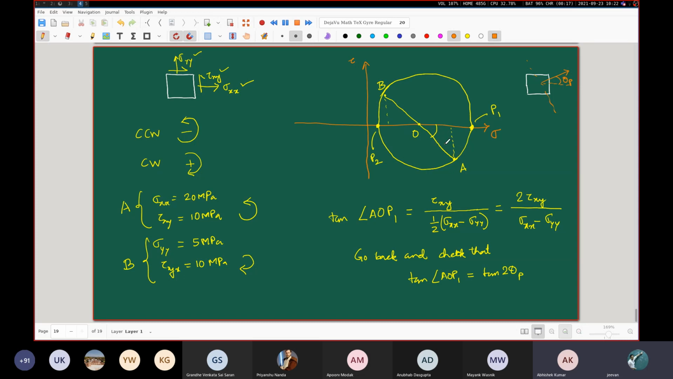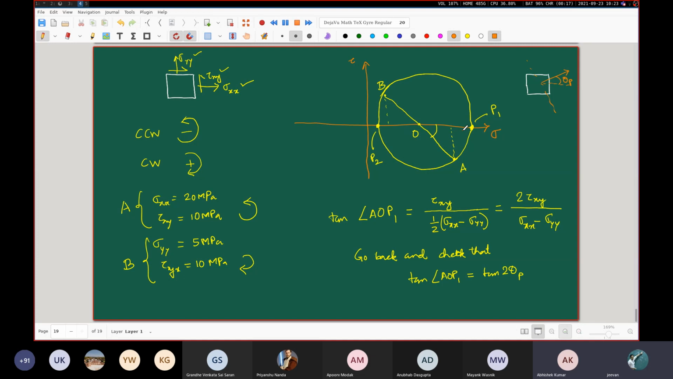Here, this angle is how much? This is AOP1, and that is equal to twice theta p. So in the physical plane, from this x-axis to this n hat, you have to go by theta p. But in this geometrical plane, you have to go by twice theta p. So a rotation in the actual physical plane by any angle theta is equivalent to an angle of rotation in the geometrical plane by an angle twice theta.